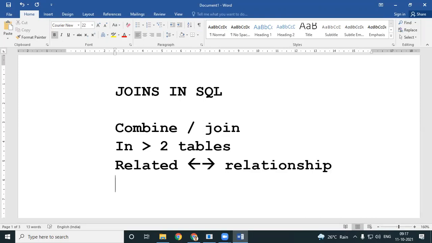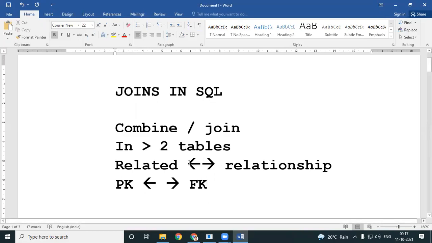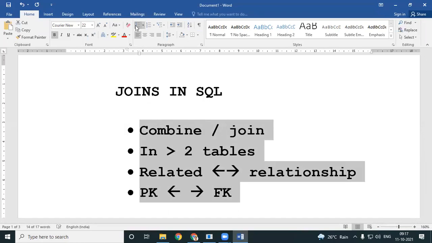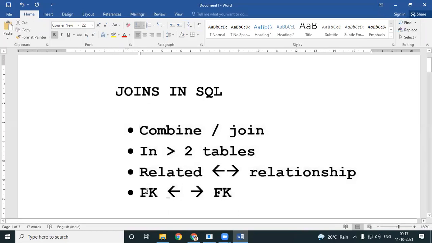Only tables which are related or have a relationship. What kind of a relationship? Very simple. When you talk about relationships in tables, it is always a primary key, foreign key relationship. So if 2 or more tables are connected via a primary key, foreign key relationship, you can combine or join the tables using a keyword called join in SQL.